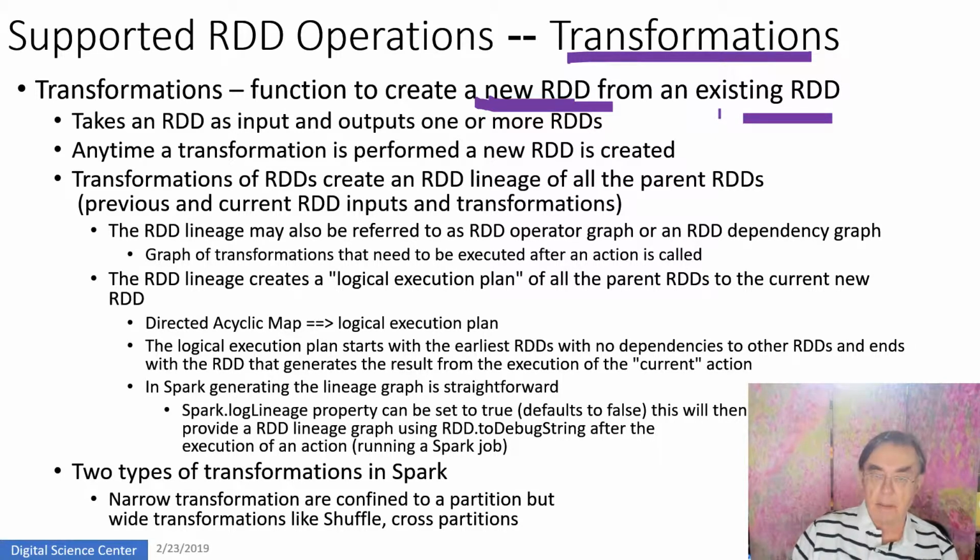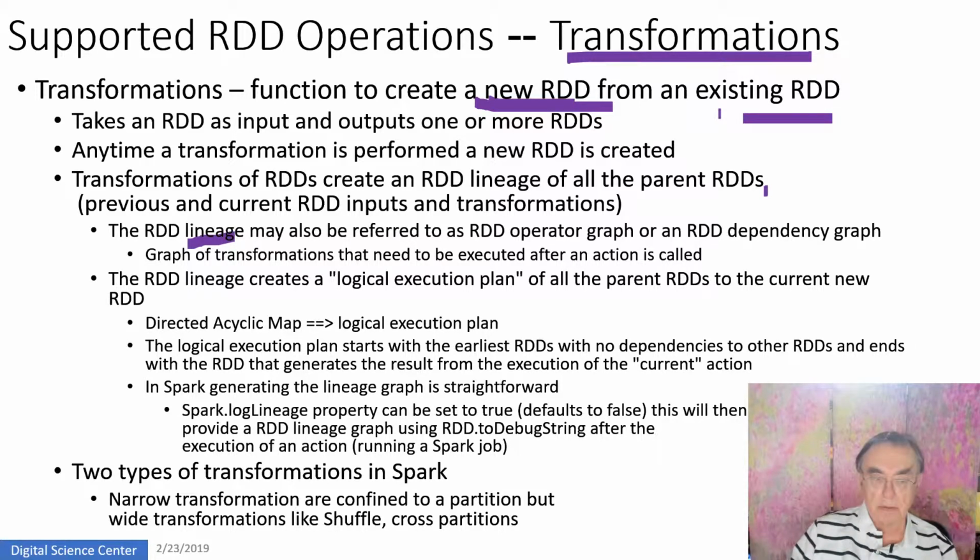And because RDDs are not useful to the real world, results are useful to the real world. And also there's metadata kept, so you can track the RDDs and how they were created, which helps you do fault tolerance if something crashes. This is called the RDD lineage, or the dependency graph, or the operator graph.